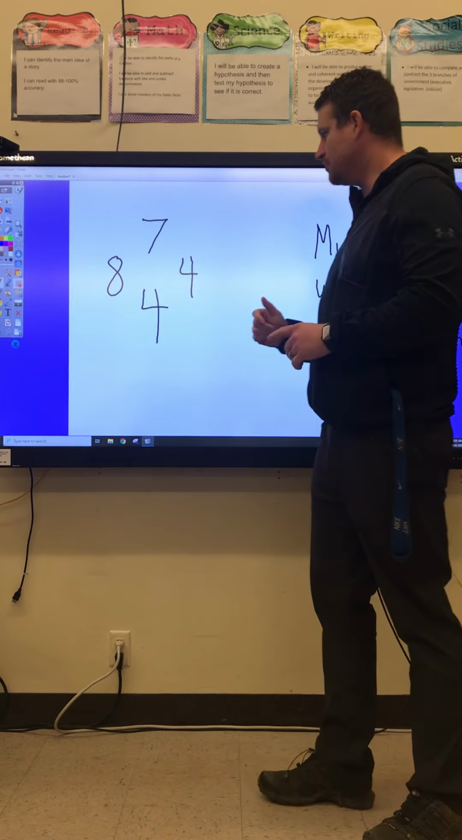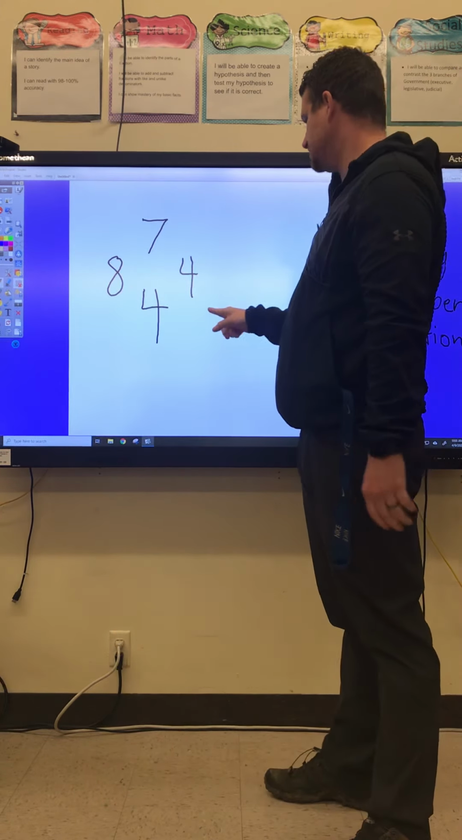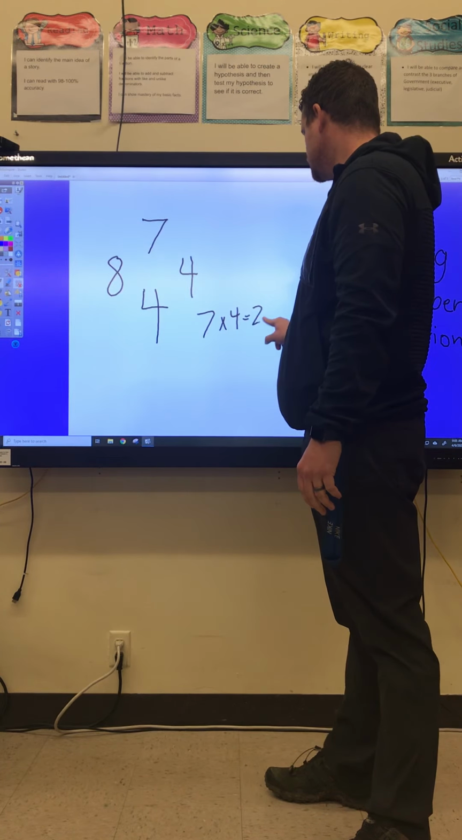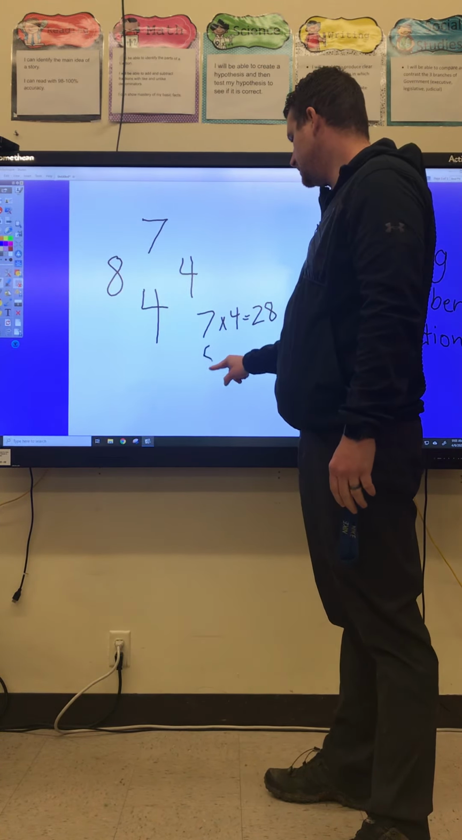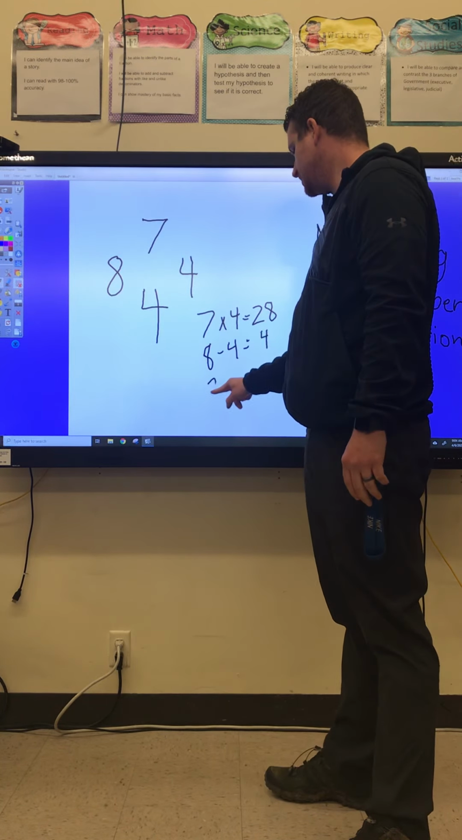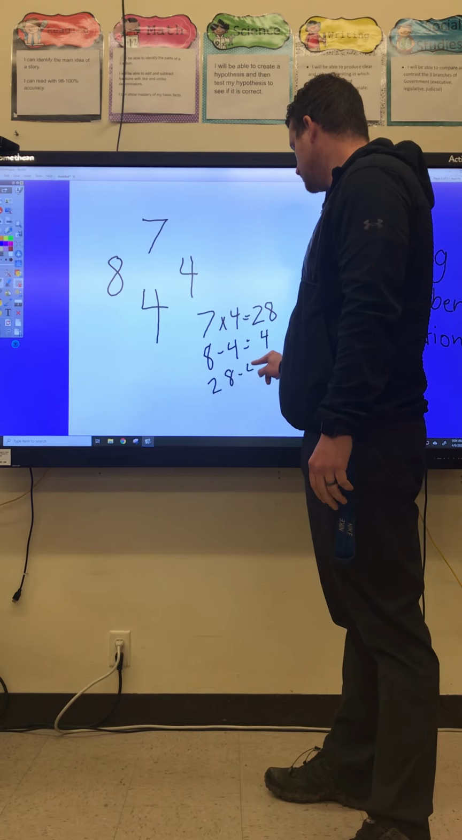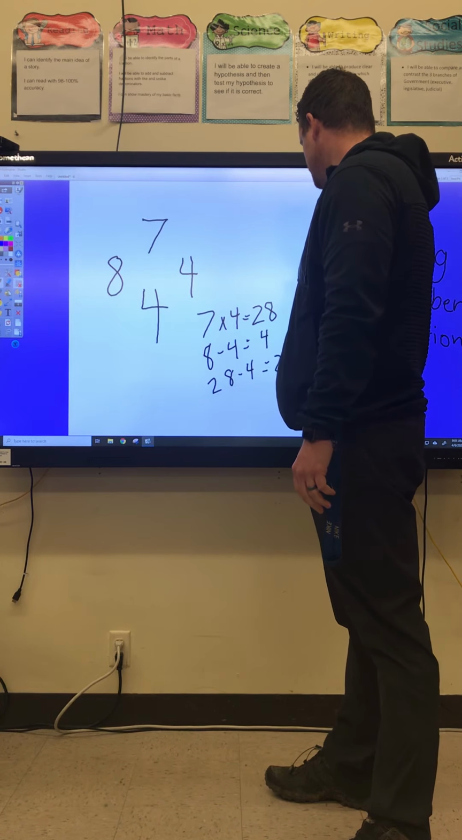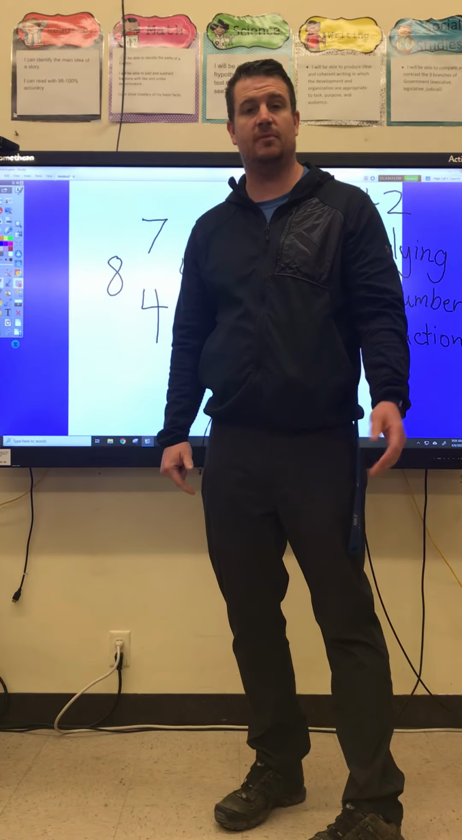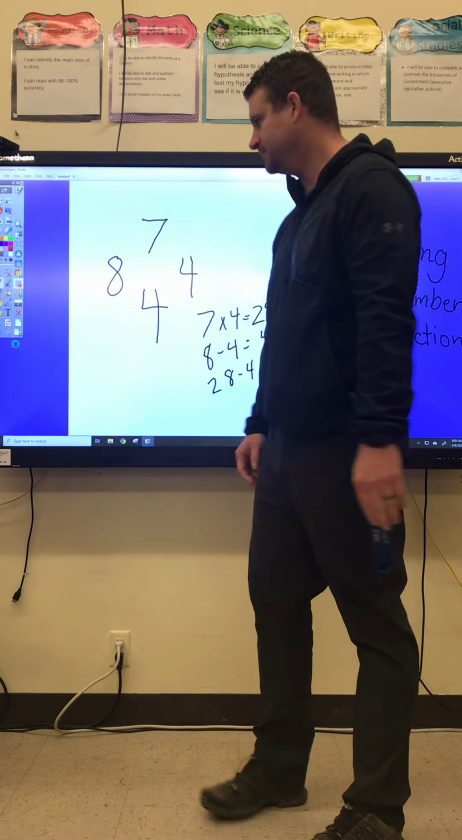Okay, so a possible solution for this one is 7 times 4 is 28. 8 minus our other 4 equals 4. 28 minus 4 equals 24. If you get any different solutions, put them in the comments, and I would love to see those.